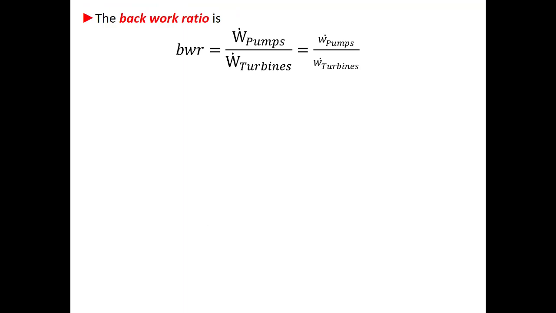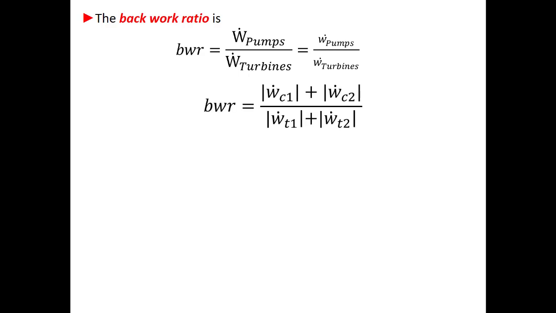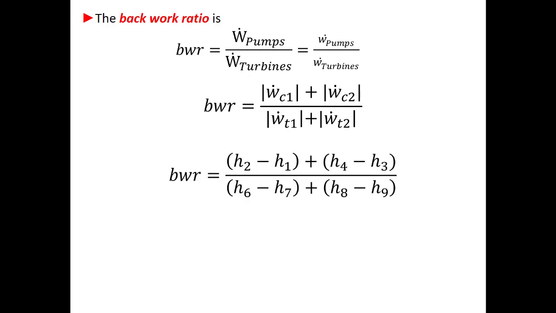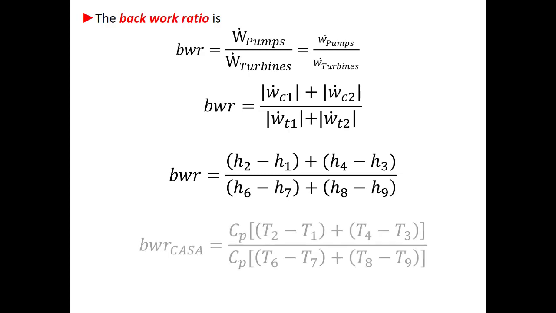If I want to find the backwork ratio, now I'm taking the power of all the compressors and dividing by the power of all the turbines. I'll take this as an absolute value. So I take the compressor powers and I divide them by the turbine powers, remembering that the compressor is the first consumer of the power generated by the turbine. So here again, if I'm doing a variable specific heat analysis, I have this as a function of enthalpies. But if I'm doing a constant specific heat analysis, I can pull out the CP from the numerator and the denominator, cancel it out, and I only need to find all the temperatures.